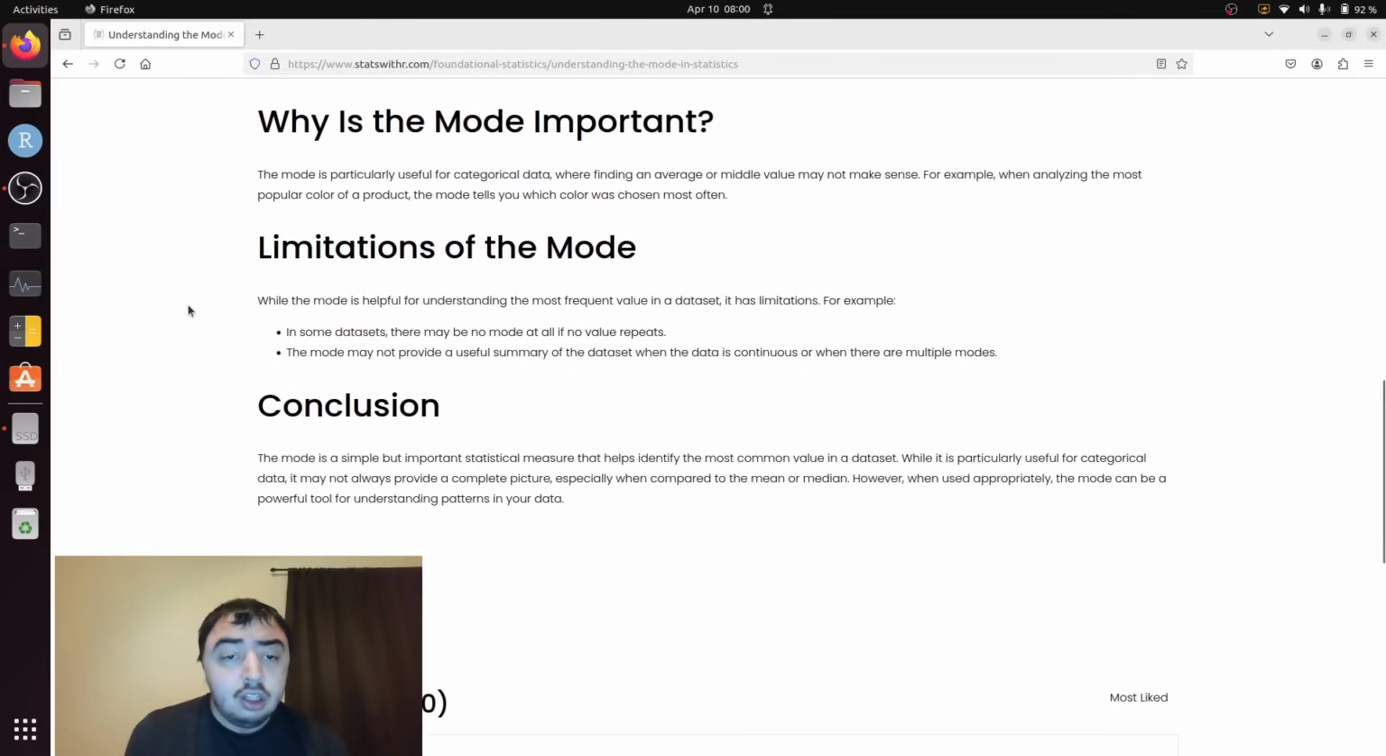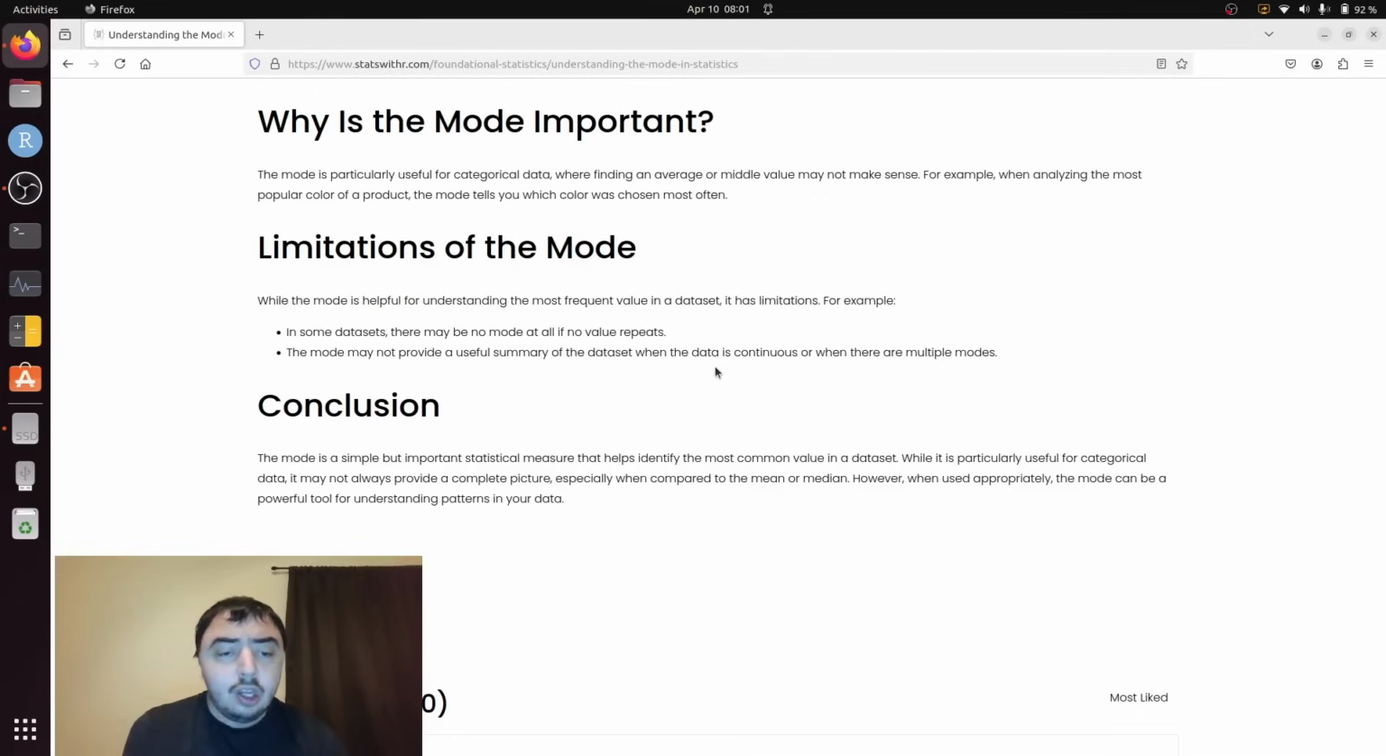So the limitations: there may not be a mode, especially if your data is continuous and it goes out to like 2 decimal points. What is the probability that those will really repeat? It may or may not. Yeah, just like I said, when the data is continuous, it may not make sense to use it.